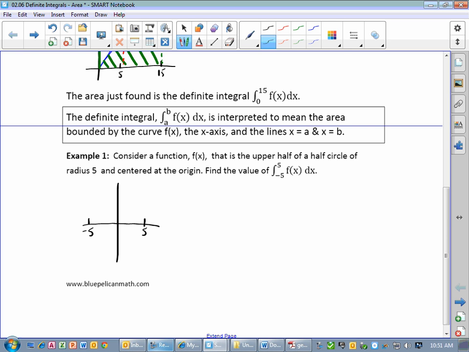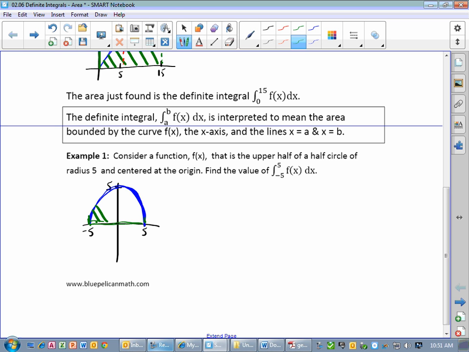Now, how high up is it going to go if it's centered at the origin? So it's going to go up to 5 because it's a circle. And so we draw our semicircle, which might look a little bit like a parabola, but it really should look more circular. Now again, the integral from -5 to 5 means that it's bounded by the curve. All right, so in this case it's bounded above by the curve, and bounded below by the x-axis, right? And then the lines -5, 5, so it's actually right there where it touches.